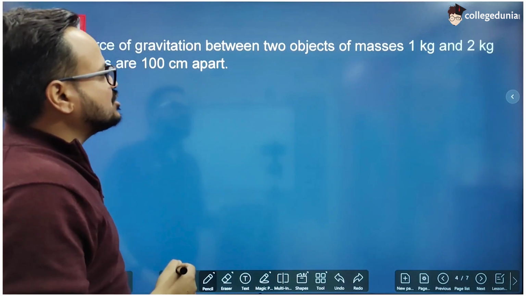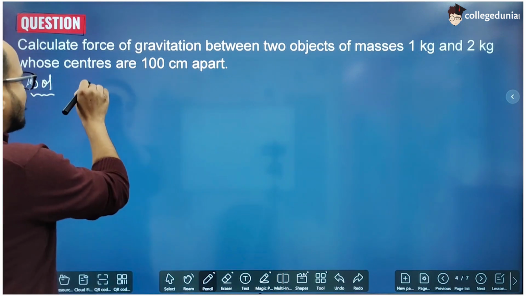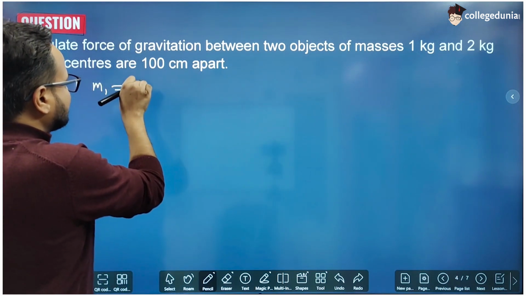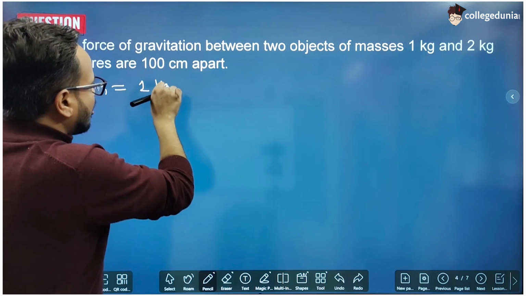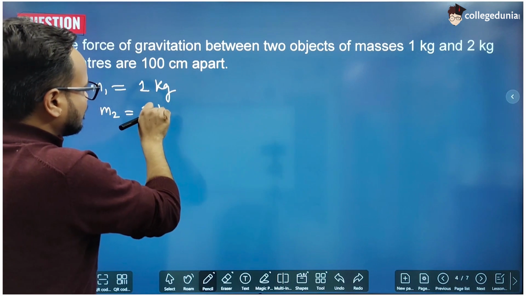Calculate the force of gravitation between two objects of masses 1 kg and 2 kg. The mass of one body is 1 kg and the mass of the second body is 2 kg.